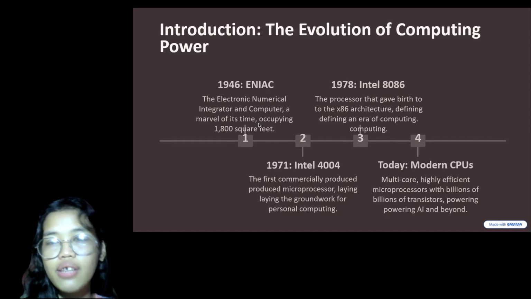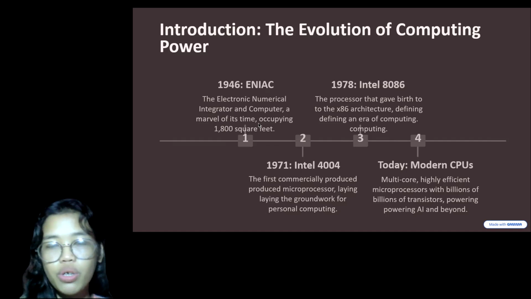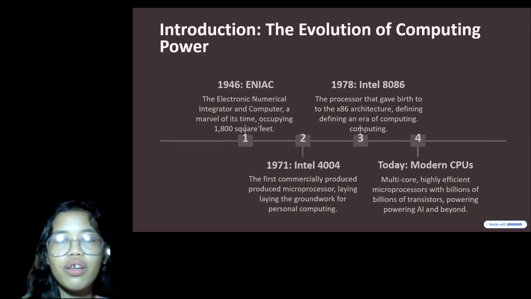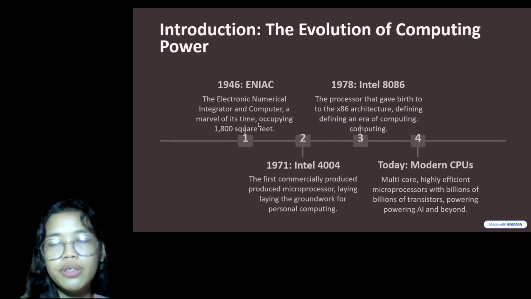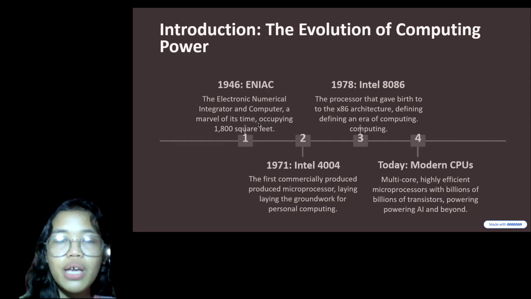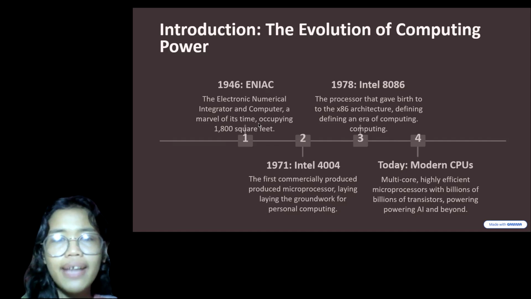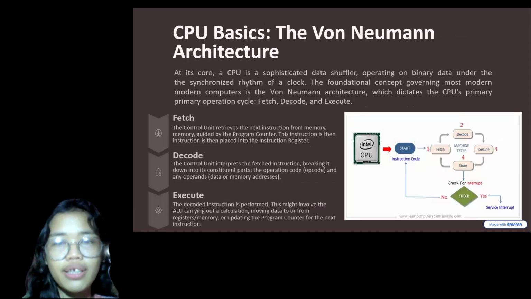But in today's modern era, modern CPUs are of course built on these foundations. They are far more powerful, but still they follow the same basic execution principle introduced by them. They perform billions of operations per second. So with this evolution in mind, let's now examine how CPUs are fundamentally organized.